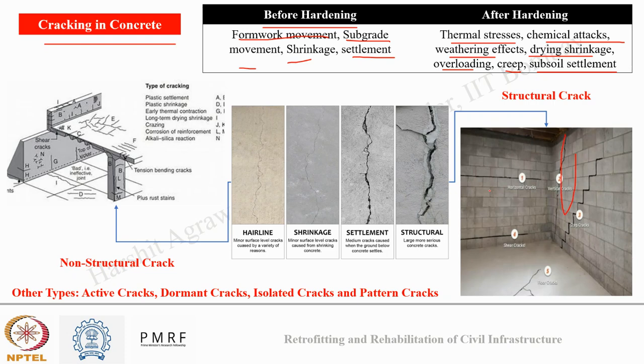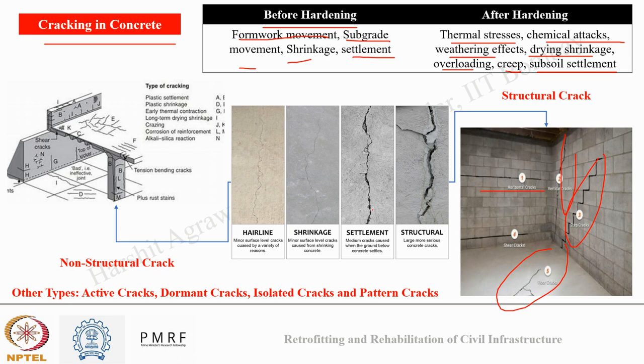Here is a vertical crack, horizontal crack. On the floor you can see a diagonal crack, a step cracking. These are all a form of structural crack, and since these are major, they can endanger the safety of a building.